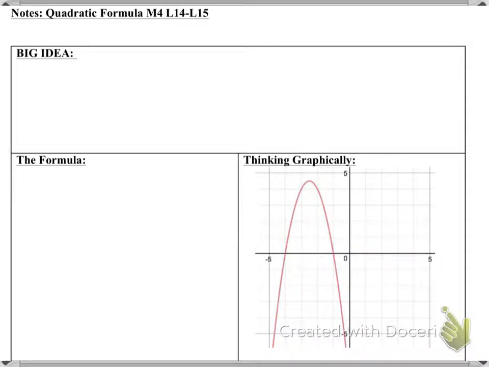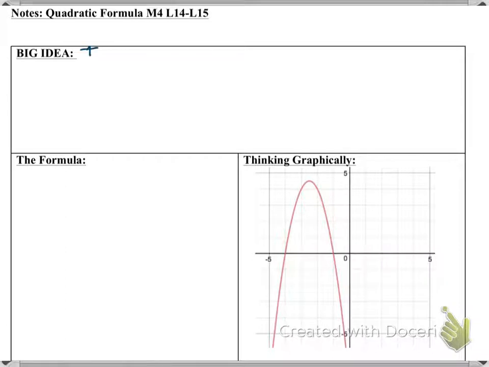Hi, Algebra 1 students. These notes are on the quadratic formula, which is Eureka lessons 14 and 15 in your Module 4 workbooks. So the big idea is that this quadratic formula is a new method to solve quadratic equations when other methods do not work as well. So let's write that down.